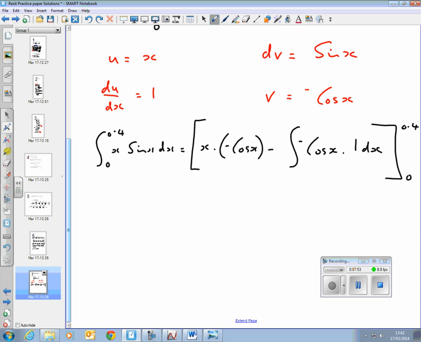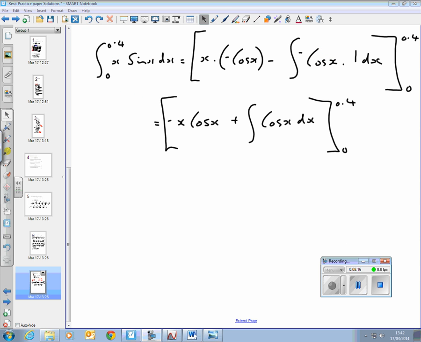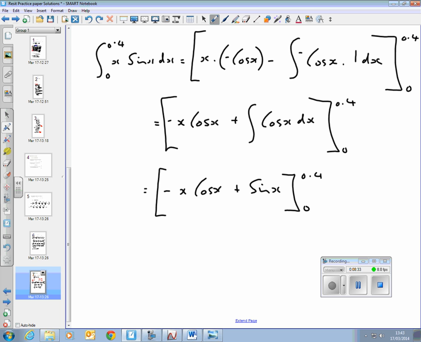So now it equals minus cos x times x gives me minus x cos x, minus minus gives me a plus, the integral of cos x dx between 0 and 0.4. Now the integral of cos x is sine x, so that's going to give me minus x cos x plus sine x between 0 and 0.4.